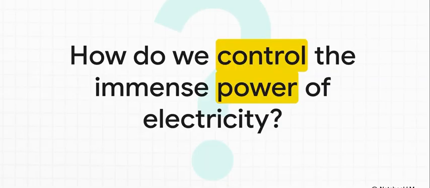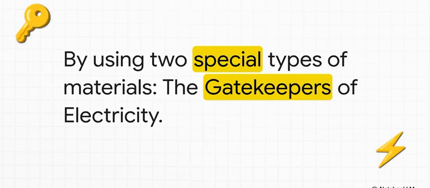Think about it. You flip a switch, a room lights up. You plug in your phone, it starts charging. It all feels so simple, so effortless. But behind that simplicity, there's this absolutely brilliant system of control making it all happen. And the secret, really, it all comes down to two special types of materials. You can kind of think of them as the gatekeepers of electricity. One's job is to throw the gate wide open, and the other's job is to slam it shut.